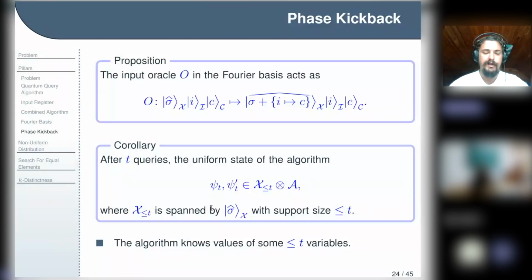We'll be working on making it more precise, in particular stating what variables the algorithm knows precisely. Any questions about this so far? About the pillars?